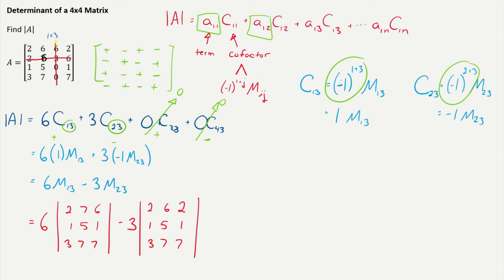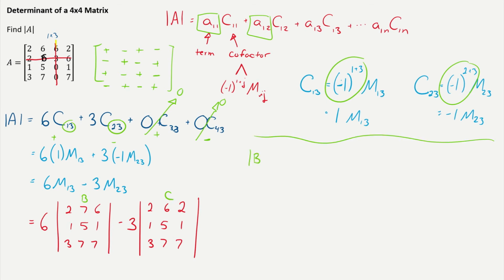And now you see how a 4x4 can be a lengthy thing, because I now have to define the determinant of 2 different 3x3 matrices. And to do that, I have to do another cofactor expansion. Let's try that off to the side. So first, we'll call this matrix B, and this matrix C.